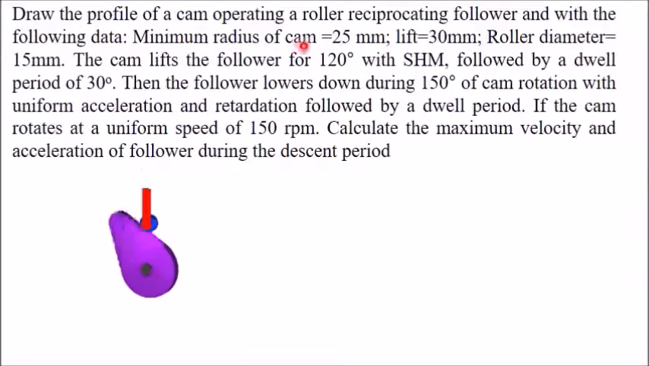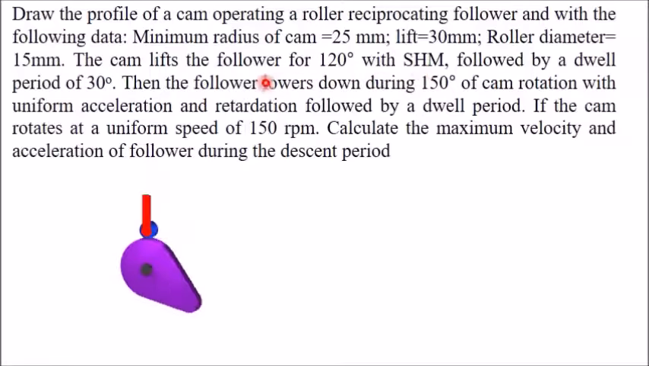Minimum radius of cam is 25 mm, which decides the size of the cam. Lift of the follower is given as 30 mm. Roller diameter is given as 15 mm. The cam lifts the follower for 120 degrees with SHM.